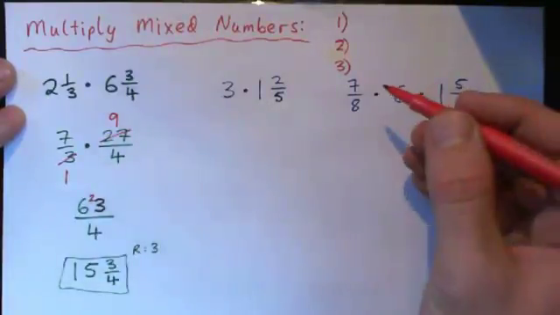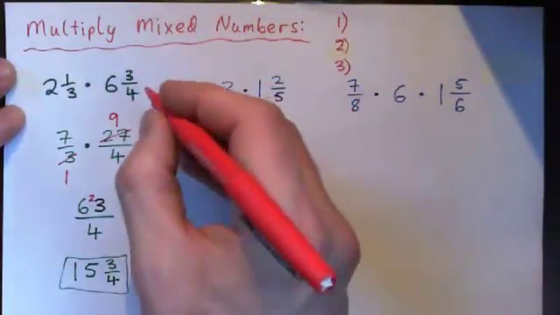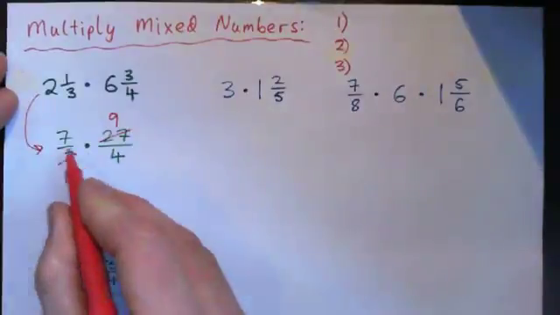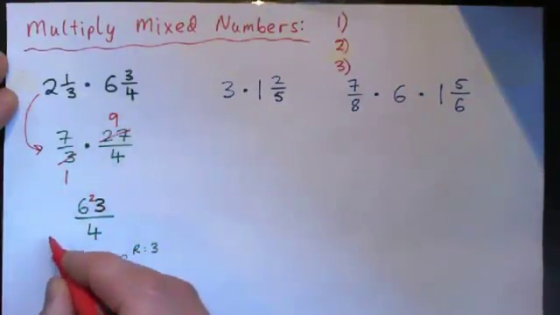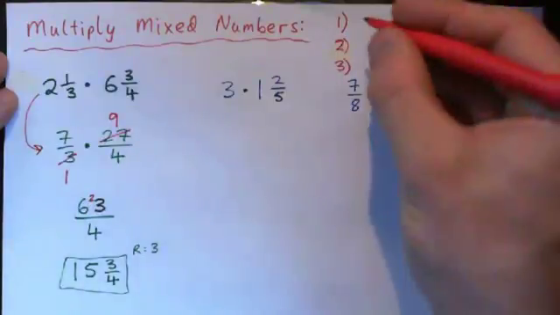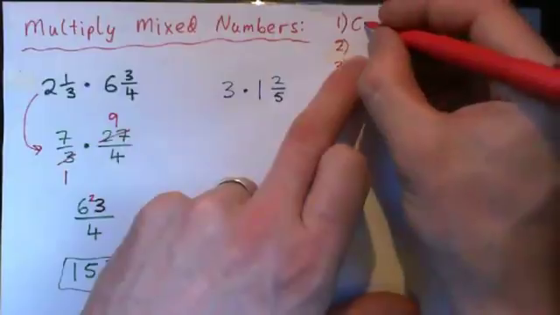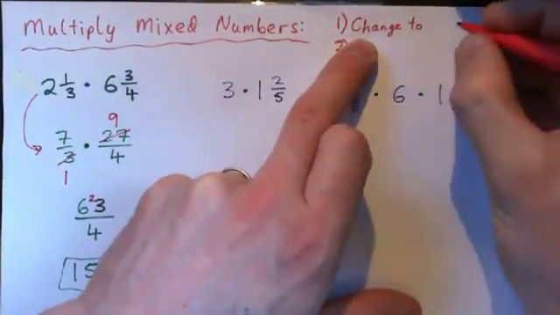I guess we should list the steps. The first step, the most important one, was to change the mixed numbers into improper fractions. And then we just multiplied as usual. You know, we do your cross cancelling, then you multiply, and then we change it back into a mixed number. But basically, what you need to remember is first step, change to improper fractions.